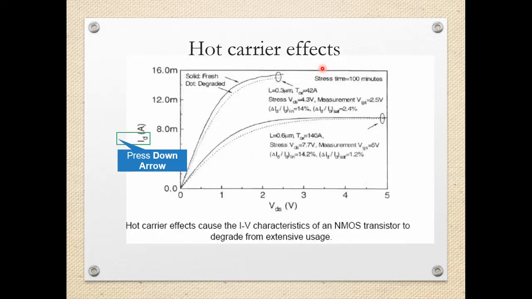So you can see that effect of hot carriers in the graph. The solid lines in the graph indicate the fresh or the normal operation, and the dotted lines indicate the degraded operation. The hot carrier causes the IV characteristic of NMOS transistor to degrade from extensive usage. So after more usage, the device will start damaging.